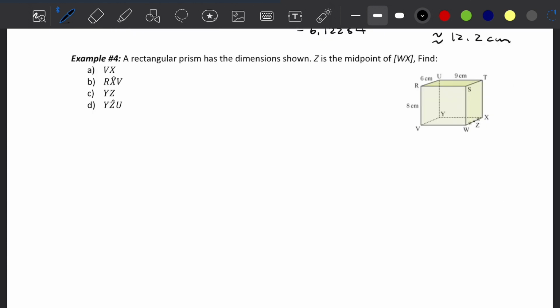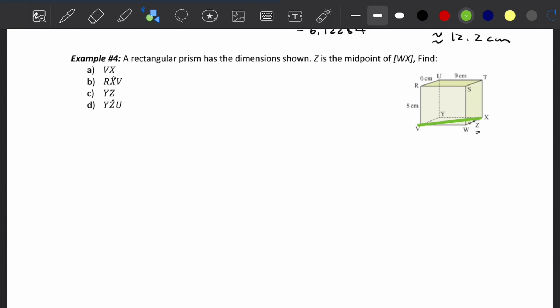So example number 4. We have a rectangular prism here, with dimensions shown in the diagram, and Z is the midpoint of the line WX. So Z is located here, and you can see that it is definitely the midpoint of the line WX, and it has all the symbols too, right? So for question A, we need to find the line VX. VX means that we have to find the line from the point V to the point X, right?